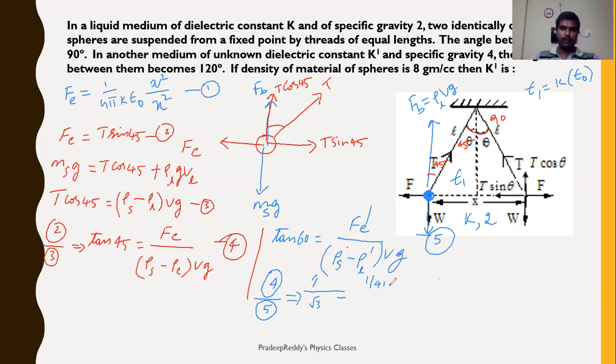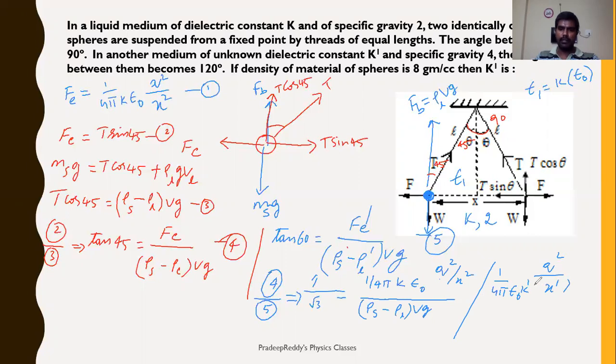I can write it as 1 by 4 pi K epsilon naught into Q square divided by X square, divided by rho S minus rho L into Vg, whole divided by 1 by 4 pi epsilon naught into K dash, and Q square divided by separation between those two, let me take it as X dash, whole square, whole divided by this denominator part, it is rho S minus rho L dash V into G.